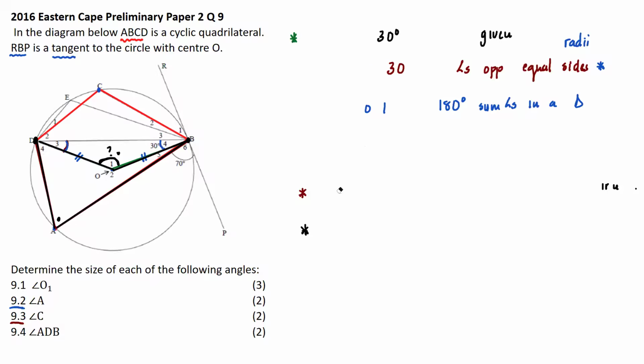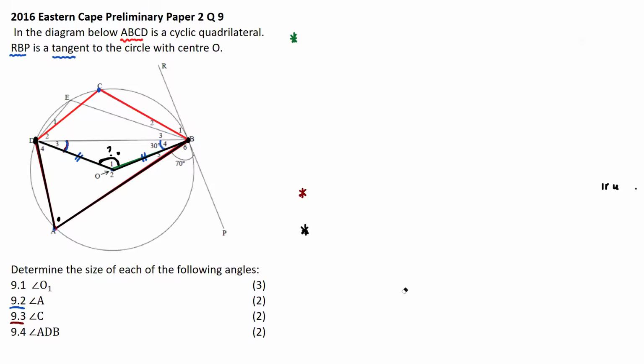Now, the next one is all about finding C. I gave an idea that there is a cyclic quad, so it would mean that the opposite angles of a cyclic quad are supplementary. That means A plus C should be equal to 180. Your reason: opposite angles of a cyclic quad. They are supplementary. The word supplementary means that they add up to 180.